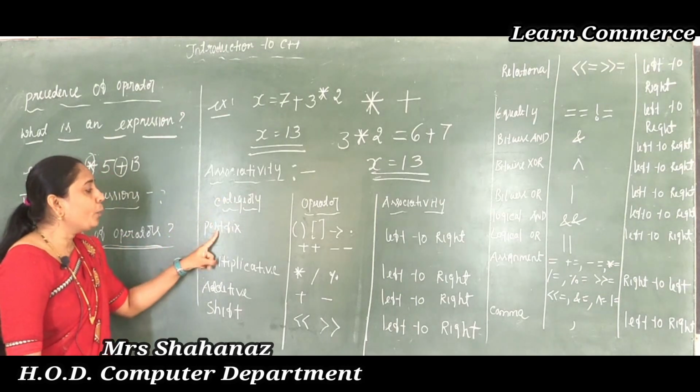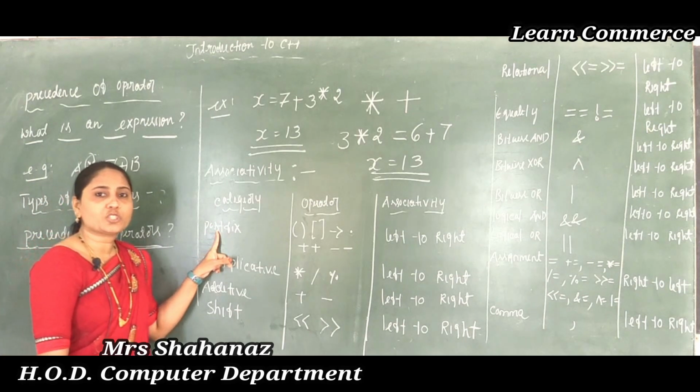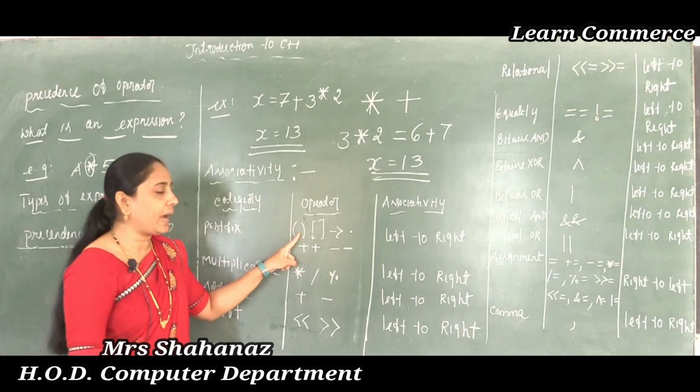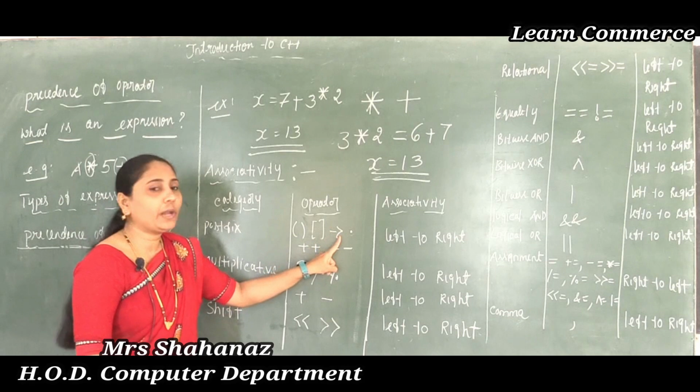So the category postfix. In the case of the postfix, some of the operators are parenthesis, square bracket, arrow operator, dot operator, increment operator, decrement operator.